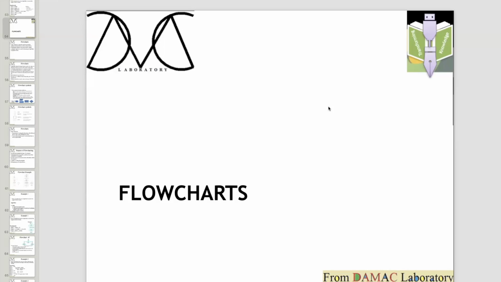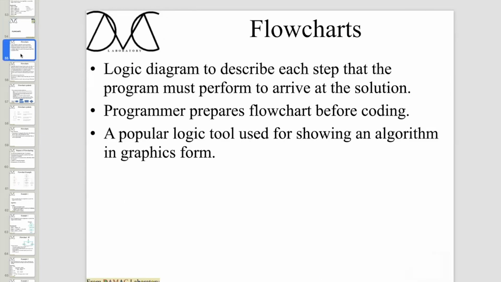One is a very simple example, another one is a little bit complex example, and then in the subsequent videos you will see how to use those diagrams to solve different other problems. So what is a flowchart?